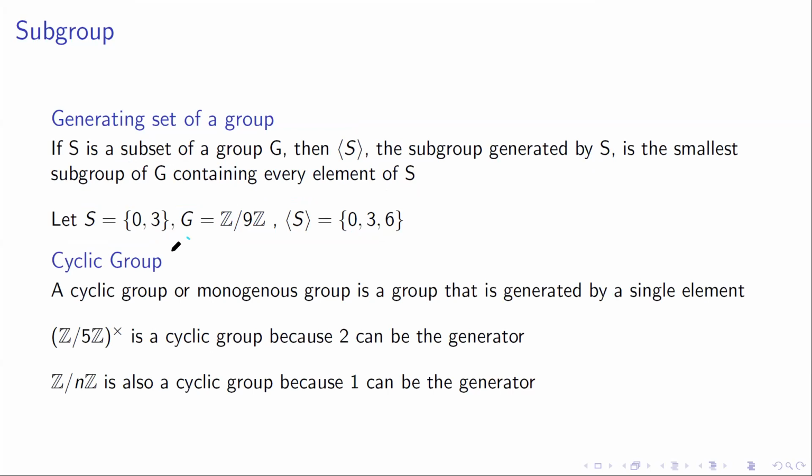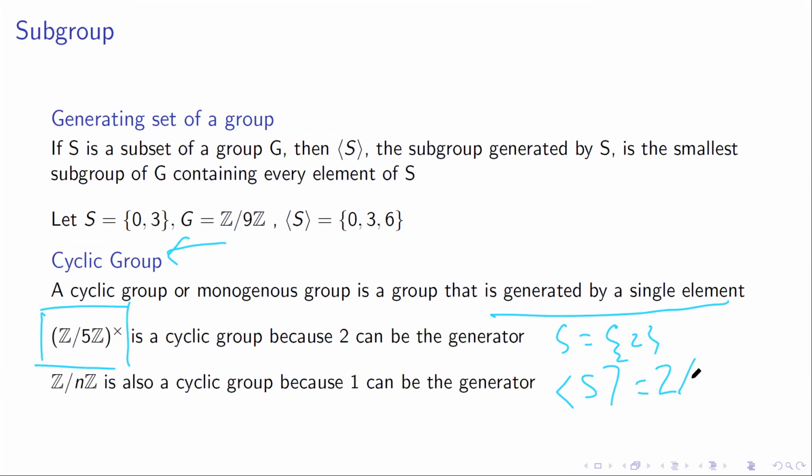And we also have this kind of thing called a cyclic group. A cyclic group is a group that can be generated by a single element. Let's say we have the integers modulo 5 under multiplication. Why is this a cyclic group? Because 2 can be the generator. Let's say if I let S be 2, this means that the generating set of S is actually equal to the group itself. We call this 2 the generator.